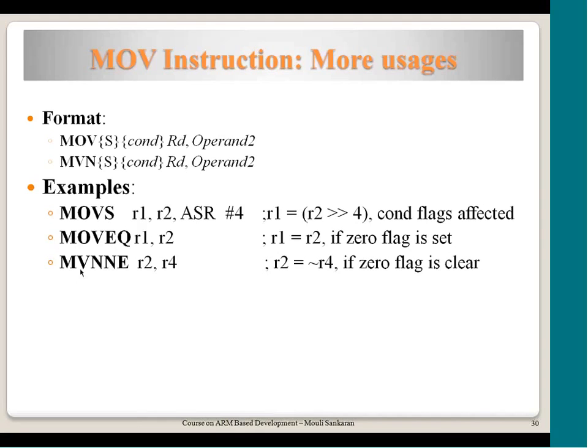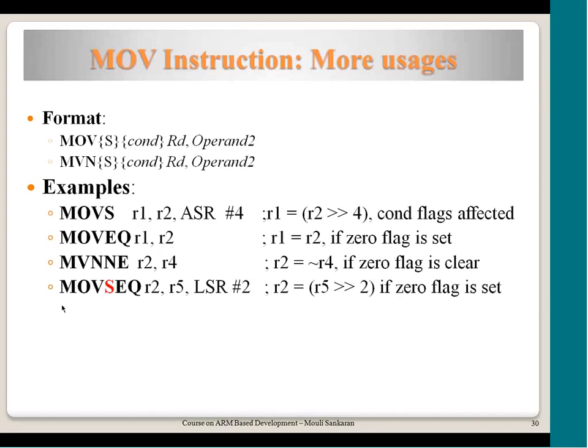Now MOV can also be appended with NE. That means this will be executed only when the zero flag is clear at this moment. When I say at this moment, I mean when this instruction gets executed in the execution stage of the pipeline. If the zero flag happens to be clear, then it will negate the values in R4 and move it into R4. Otherwise, it will not do anything.